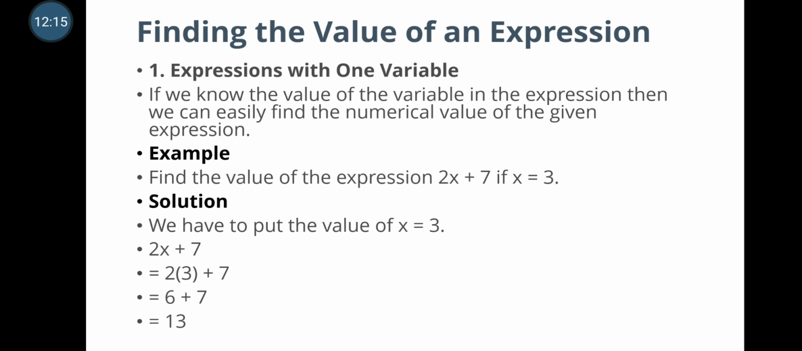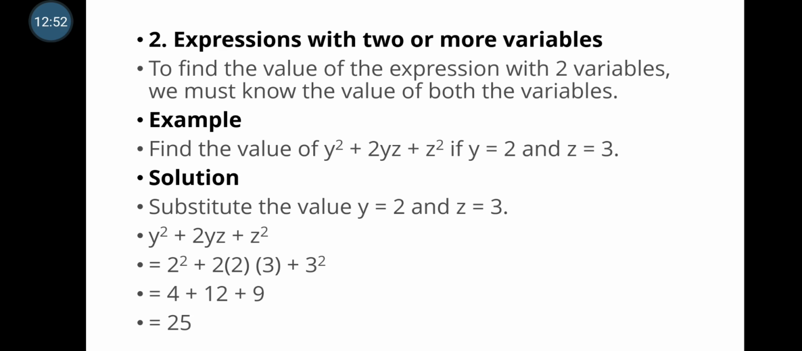Finding the value of an expression. So expression with one variable. If we know the value of the variable in the expression, then we can easily find the numerical value of the given expression. So find the value of the expression 2x plus 7 if x is equal to 3. So what's the step we need to do? What they have asked you to substitute, that we should substitute and simplify. So x value is given as 3. So in the place of x, you have to substitute the value 3 and simplify, you will get the answer.